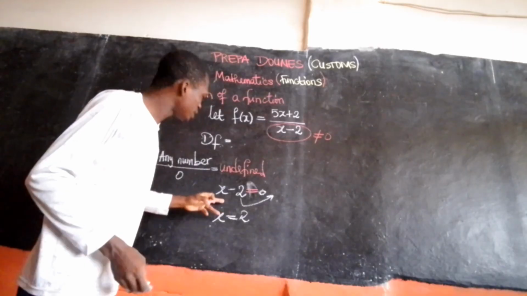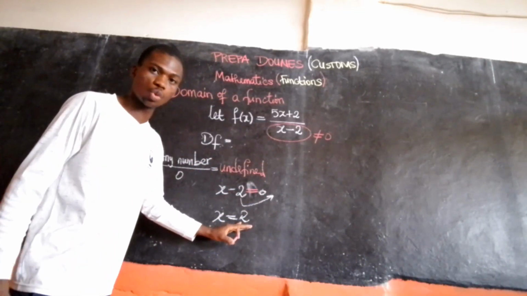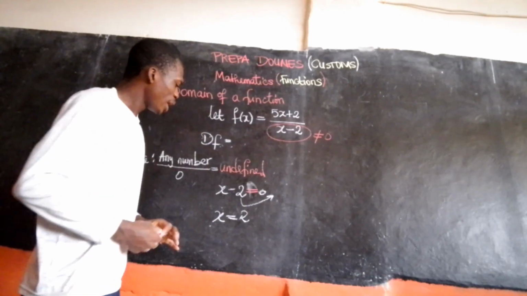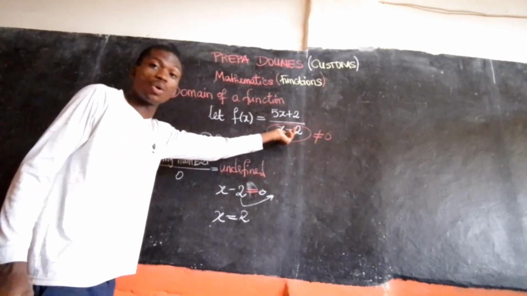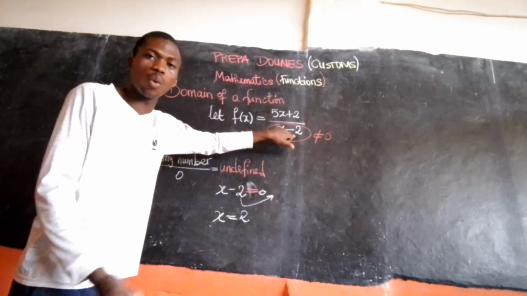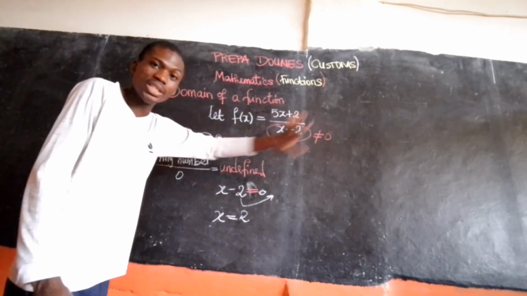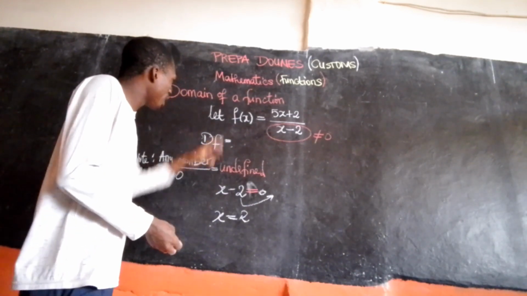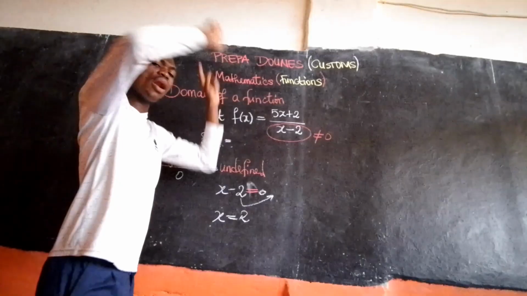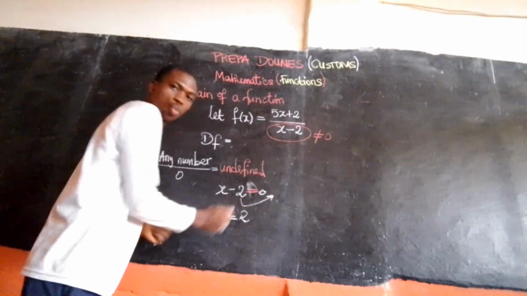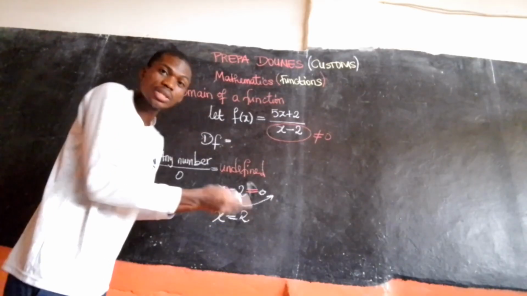So now, it means that for x minus 2 to be equal to 0, x should be equal to 2. Now, it means that if your x is equal to 2, the denominator will be 0, because 2 minus 2 will be 0. And when the denominator is 0, the function will be undefined. So now, given the domain of the function, this function can take all values except 2.